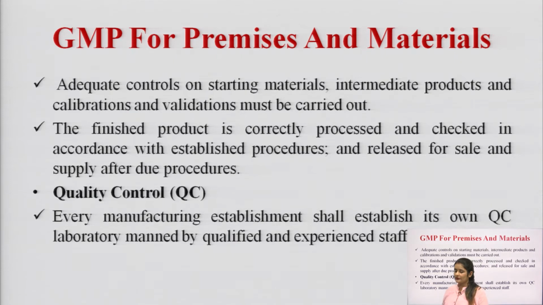Adequate control on starting materials, intermediate products, and calibration and validation must be carried out. So, all the equipment, or you can say all the apparatus, must be calibrated and validated. The finished product is correctly processed and checked in accordance with the established procedure and the pharmacopoeial specification, and released for sale and supply after due procedures.